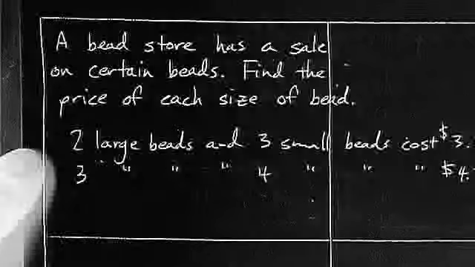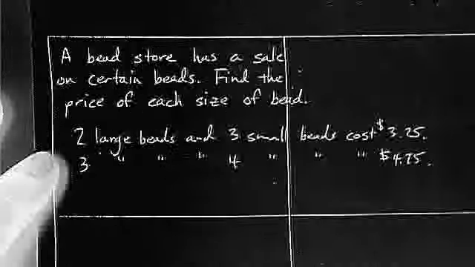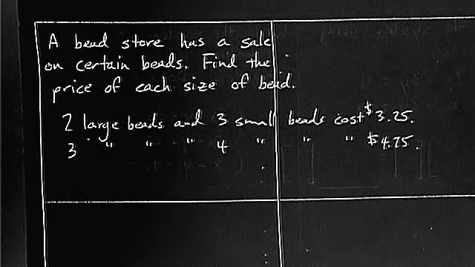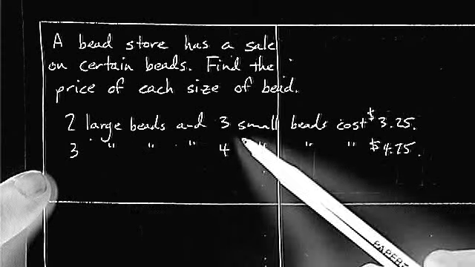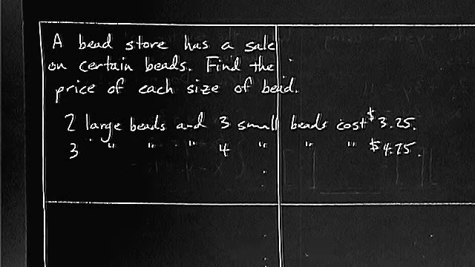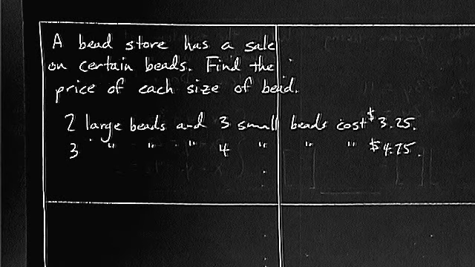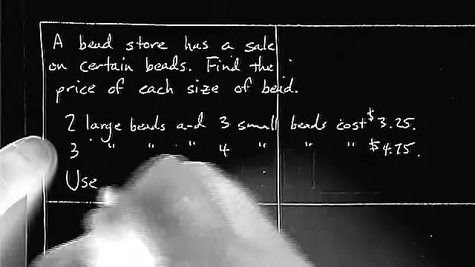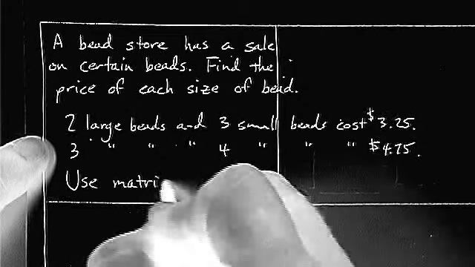Okay, another question for you to work on. A bead store has a sale on certain beads. I want you to find the price of each size of bead, and then I've given you this information. 2 large beads and 3 small beads cost $3.25. 3 large beads and 4 small beads cost $4.75. So you need to come up with 2 different equations, change it to a matrix system, all right? So use matrices to solve this.